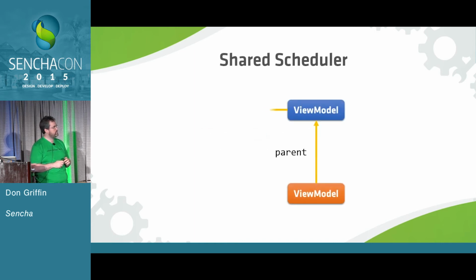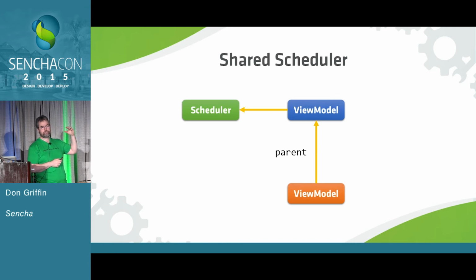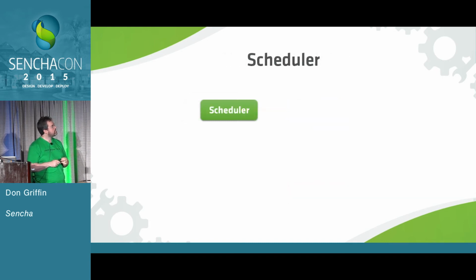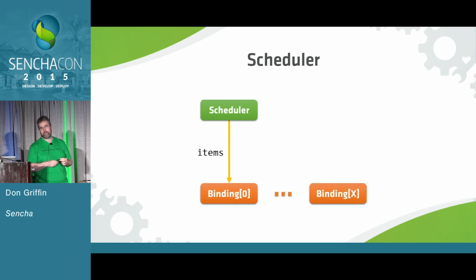So the scheduler is a shared thing that is at the root of any view model. So if a view model has a parent, it's going to use that parent scheduler. Otherwise, it'll create one for itself. And the scheduler's job is really to track all of the binding instances. The binding instances are any binding made at all. So if you've bound for foo, you'll find that binding is listed in there.